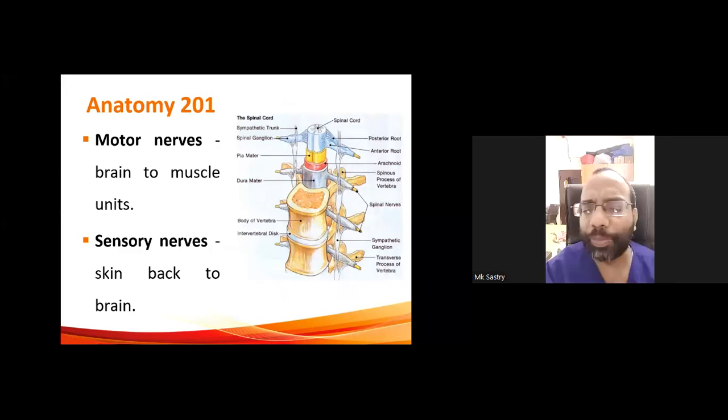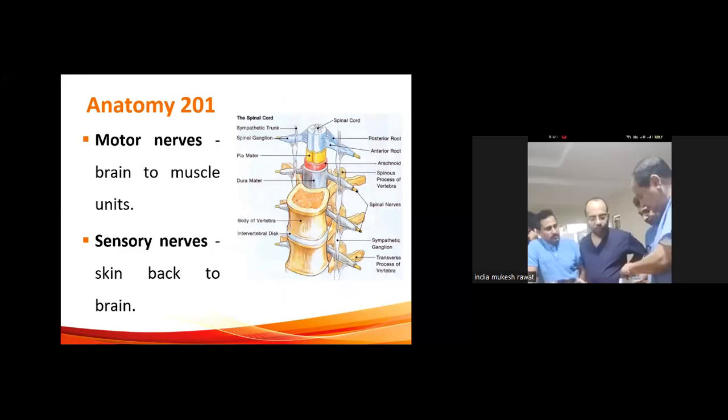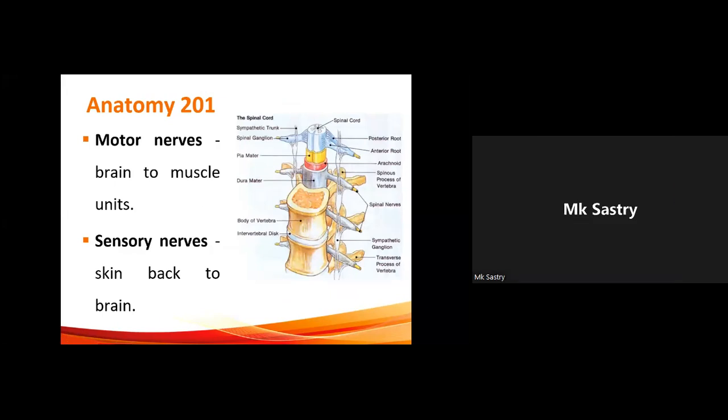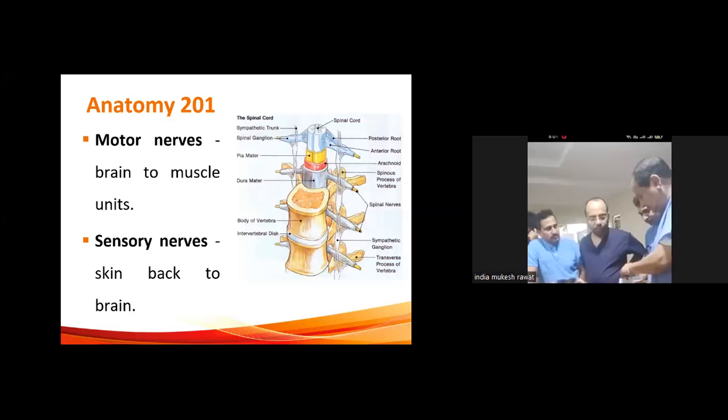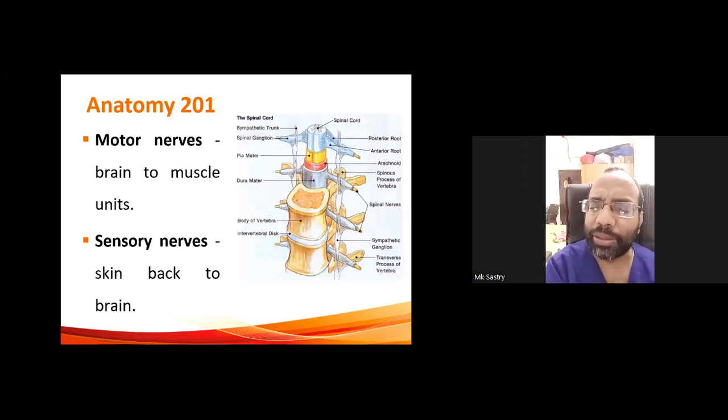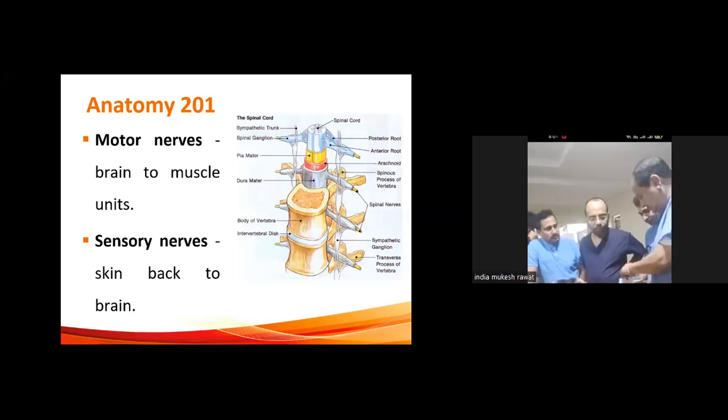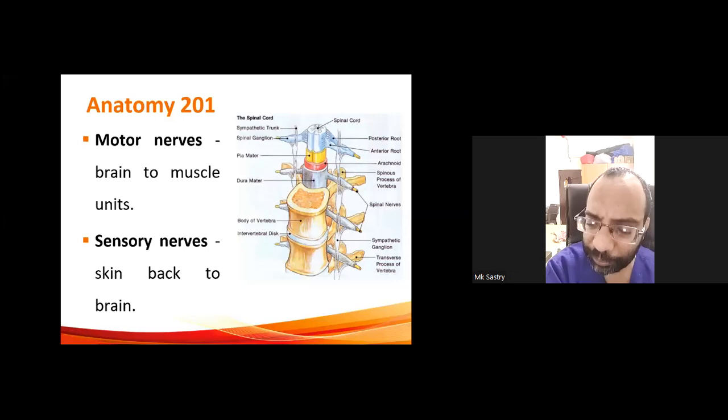There are 2 types of nerves. What are they? Motor and sensory nerves. Motor nerves help you to move your body. Sensory nerves give the sensation. So sensation goes from the body to the brain, and the brain responds as per that sensation, with the motor response going from the brain to the muscles. Am I right? Yes, sir. Clear.